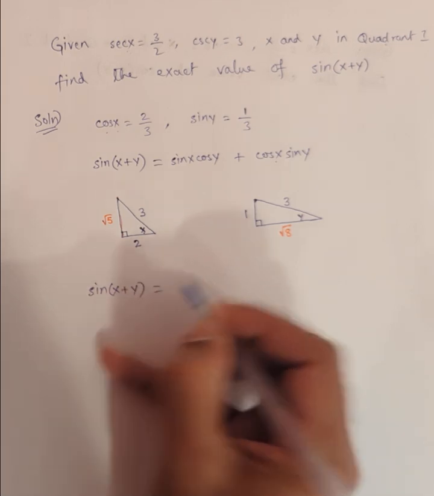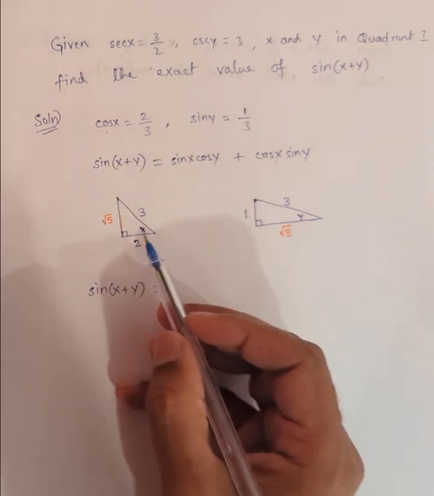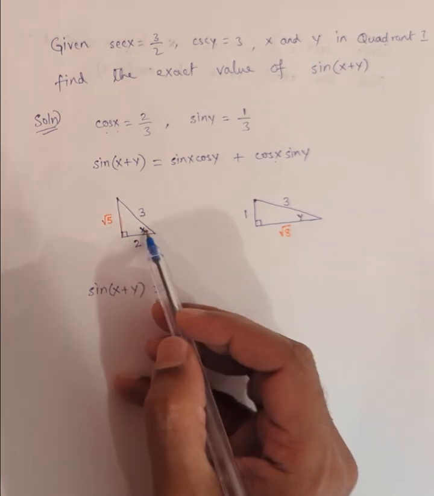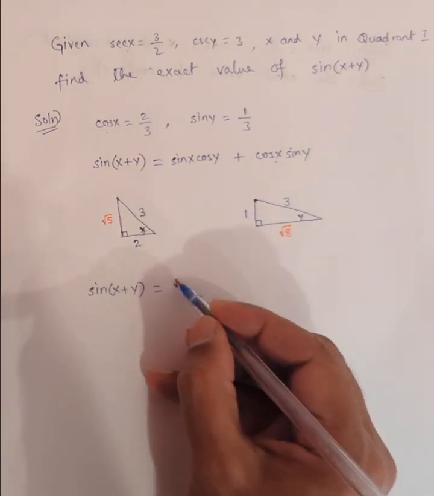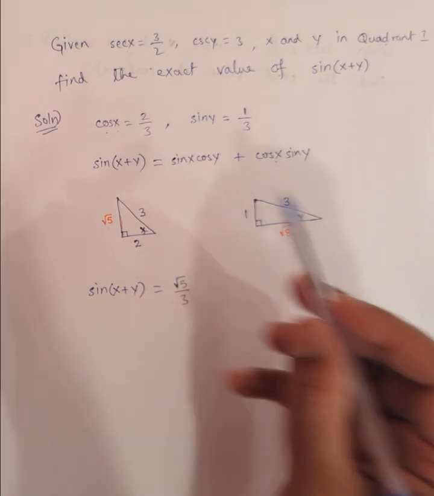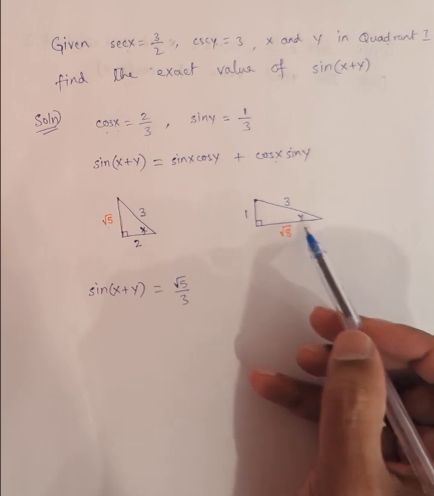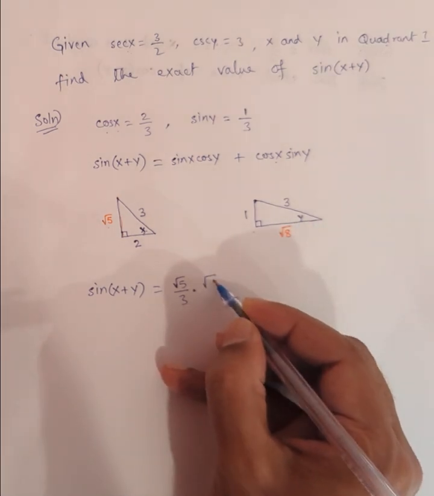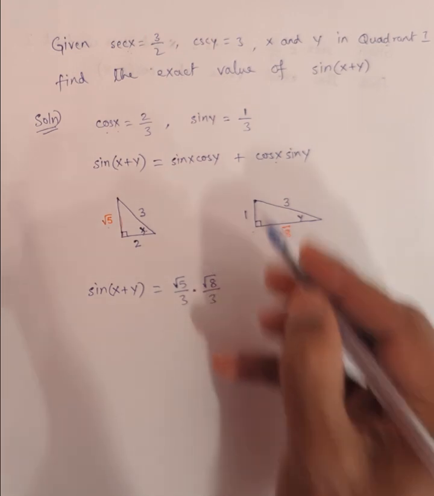So that's going to be sine x. Now what is sine x? I look at this triangle that has x in it. Sine is opposite over hypotenuse. So square root of 5 over 3. Cos y: I have to come to this triangle. Cos is adjacent over hypotenuse. So that's going to be square root of 8 over 3.